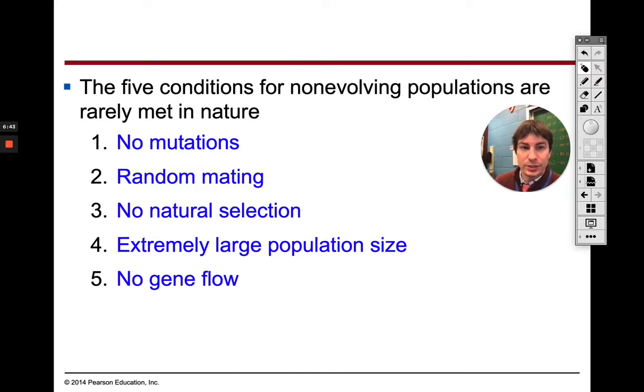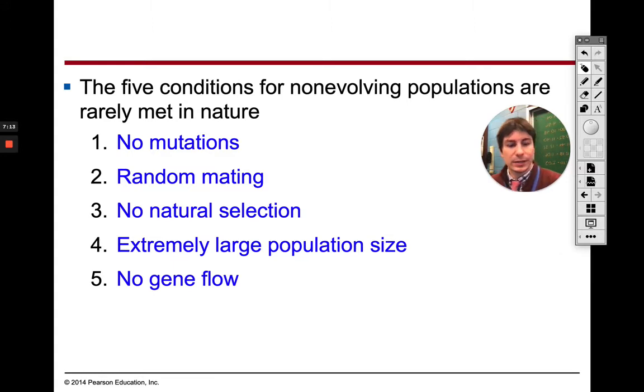It has the same chance of mating as the turtle with 4 legs. Okay, that's random mating. Obviously, the turtle with the 3 legs would not mate as often as the one with the 4 legs. So the third one, no natural selection can occur. Fifth one, we need an extremely large population size. This is so that when we are going through all this reproducing, going through all this mating, we are not changing up the numbers drastically.